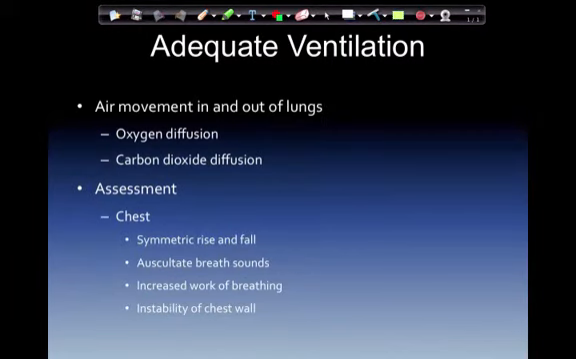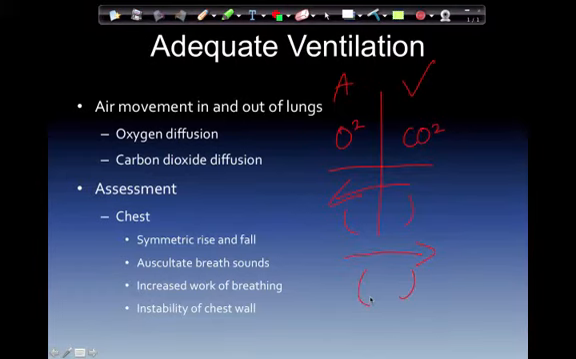Adequate ventilation, air movement in and out of the lungs. Oxygen diffuses, we talked about that just a second ago. If this is a semi-permeable membrane, this is the alveolar side and this is the venous side. Diffusion occurs because the oxygen concentration in the alveolar side is higher than the return sample that has the CO2 in it. The only thing that this is going to try to do is balance the amount of CO2 on both sides and also balance the amount of oxygen on both sides.